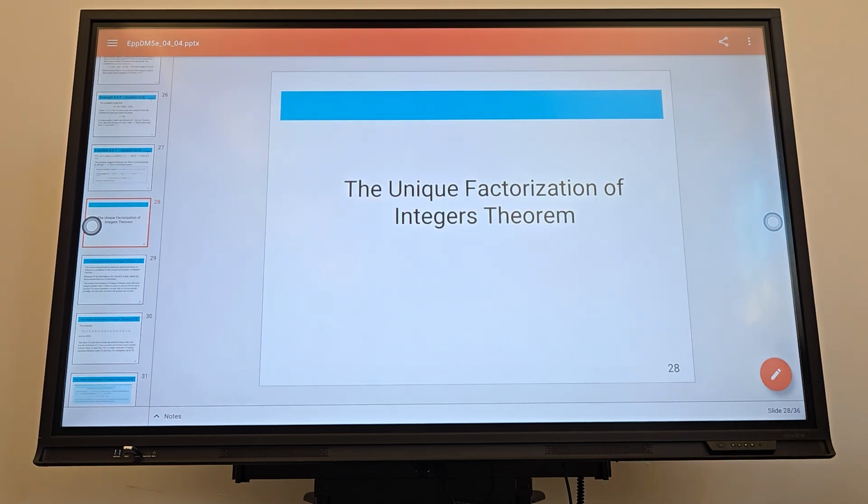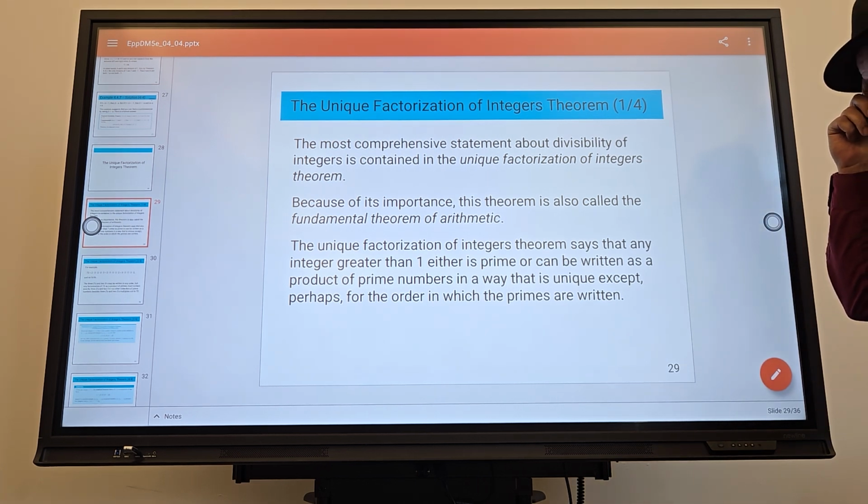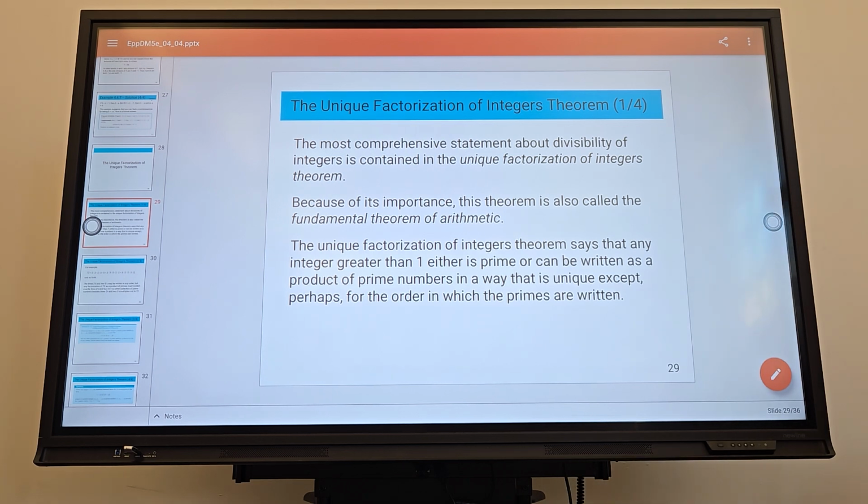Unique factorization of integers theorem. The most comprehensive statement about divisibility of integers is contained in the unique factorization of integers theorem. This theorem is also called the fundamental theorem of arithmetic. It says that any integer greater than 1 is either prime or can be written as a product of prime numbers in a way that is unique, except for perhaps the order in which the primes are written.